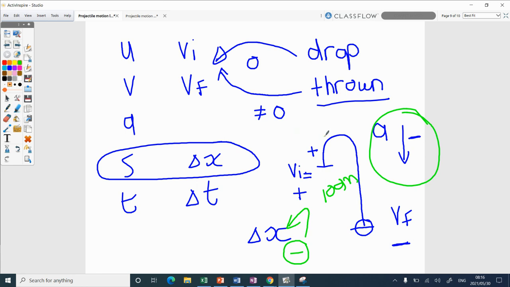Remember, you never have to see it as two different motions. If they ask you for delta X, it's from the starting position to the end position. You only worry about this point if they say maximum height, because this whole thing happens in one time. It doesn't matter if it goes to Mars and back. Delta X is only from here to here.